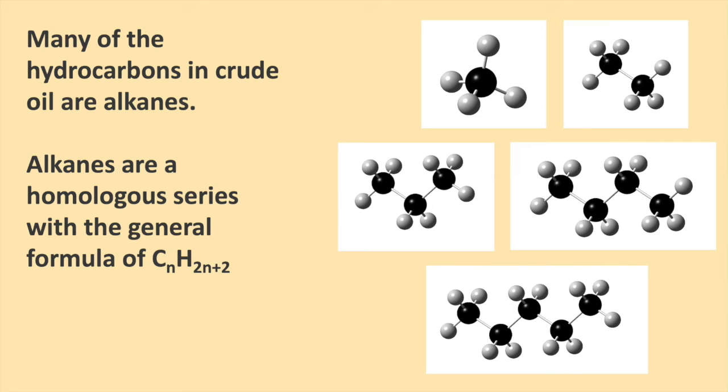Many of the hydrocarbons in crude oil are these molecules called alkanes. Alkanes are a homologous series with the general formula of CnH2n+2. Some examples of alkanes are shown in these diagrams here. Let's look at them in a little more detail.